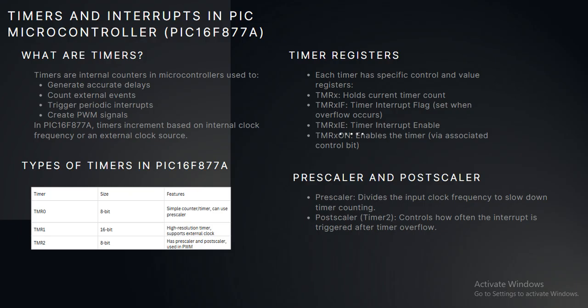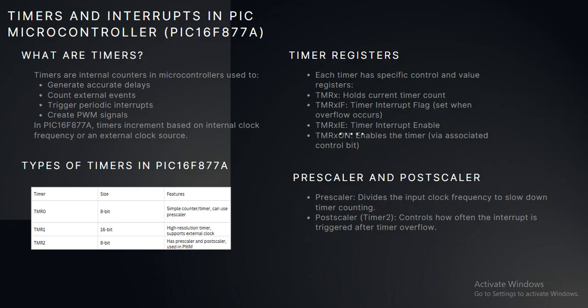And then going ahead, we can see the timers and interrupts in PIC. So what are timers? Timers are internal counters in microcontrollers. So timers are essential for generating delays and managing time-based tasks like spin and rinse, which we use in this washing machine project. PIC16F877A supports 3 timers: timer 0, timer 1 and timer 2.